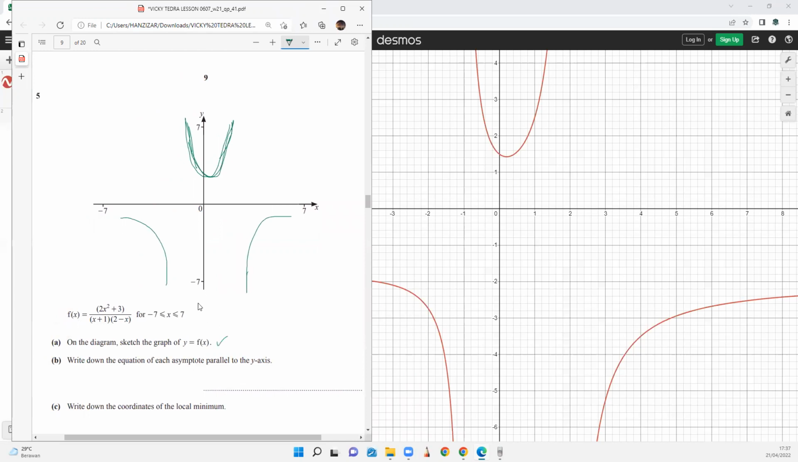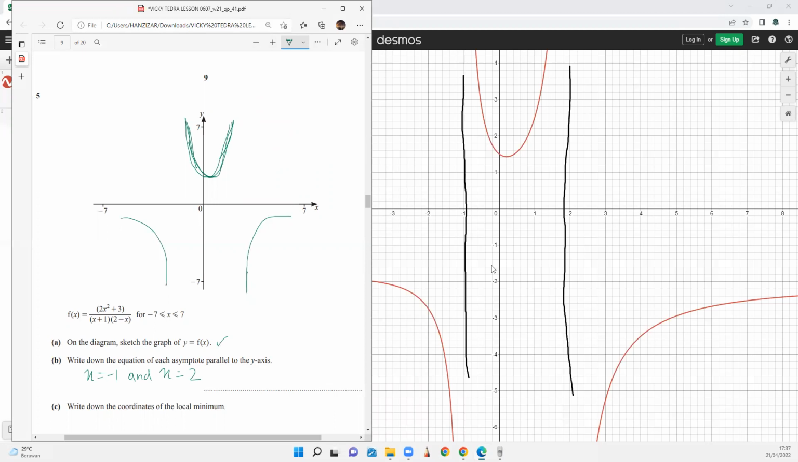Write down the equation of each asymptote parallel to the y-axis. So the y-axis is here, so the asymptote will be about here. Right? This is the asymptote, -1 and 2. So x equals -1 and x equals 2. Moment please, it's very hard to do, I annotate and also draw. So x equals -1 and x equals 2 for the asymptote.